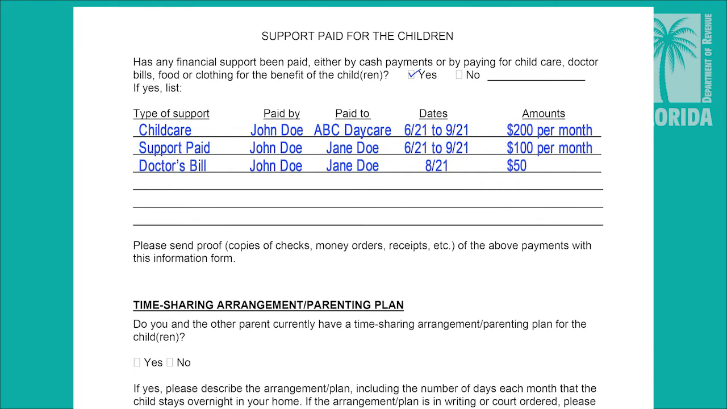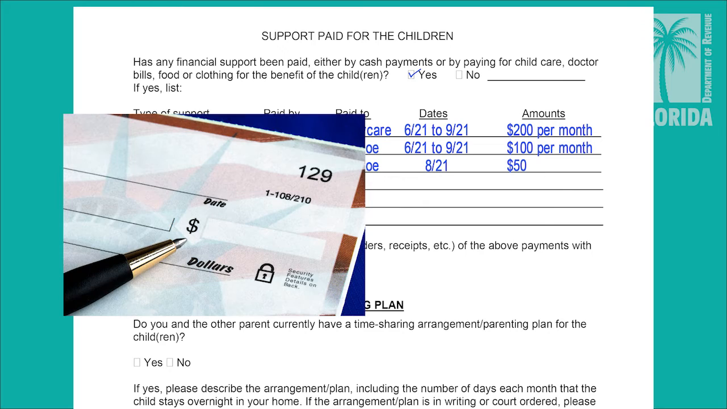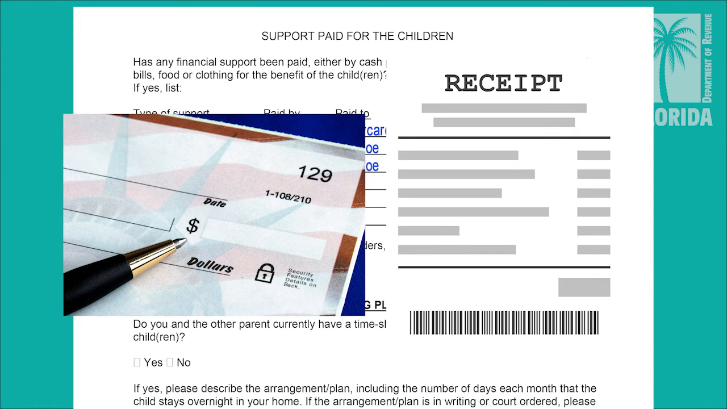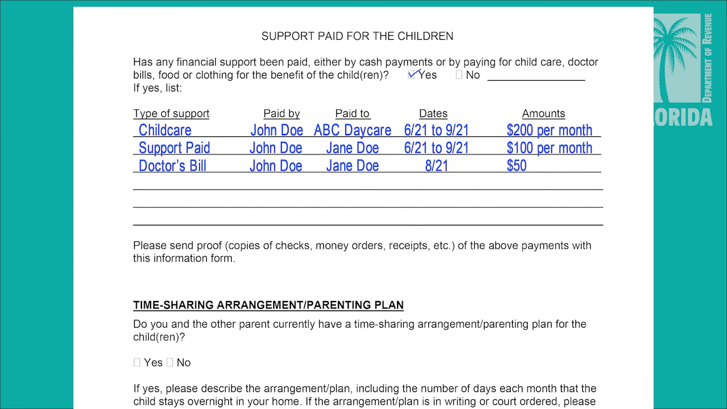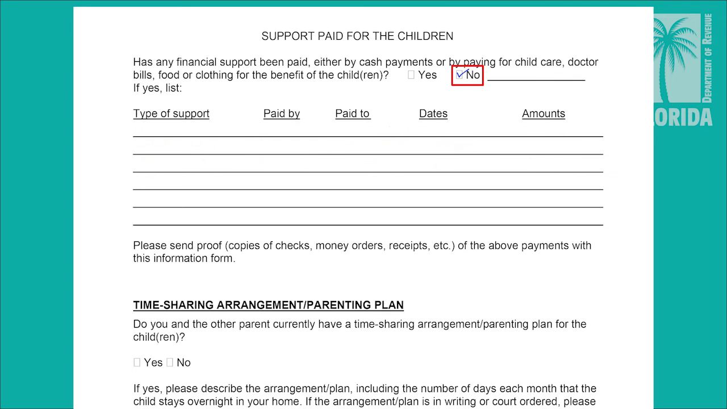If you have it, please include proof of payment for each item listed when you return the form. Proof of payment includes copies of checks, money orders, and receipts. Keep your original records. Please only send us copies. Proof of payment is not required, but helps us determine how much support has been paid. Credit is not given for payments that are not documented. If there has not been any financial support paid, check the No box and skip to the next section.